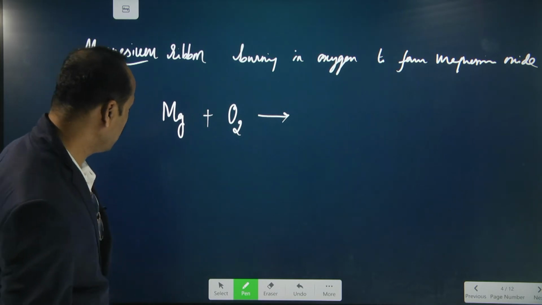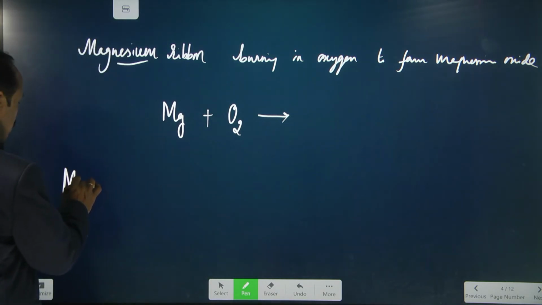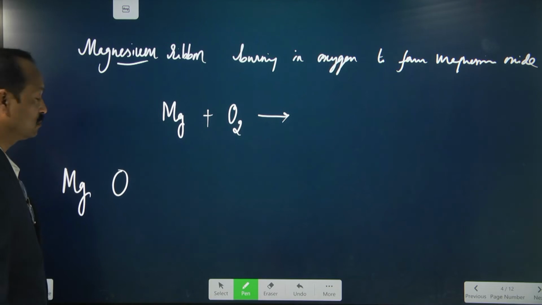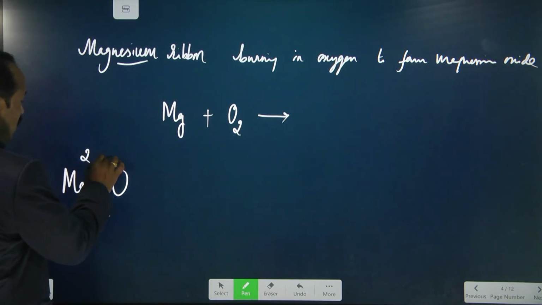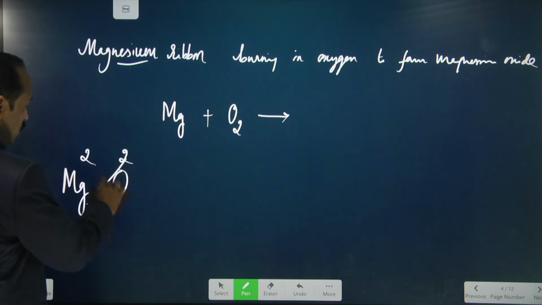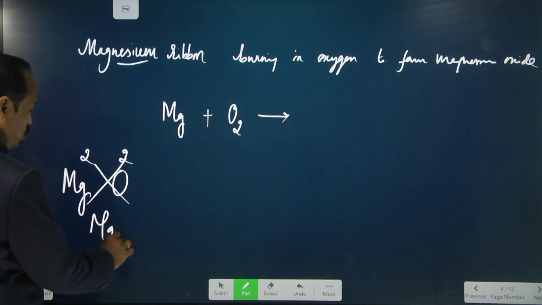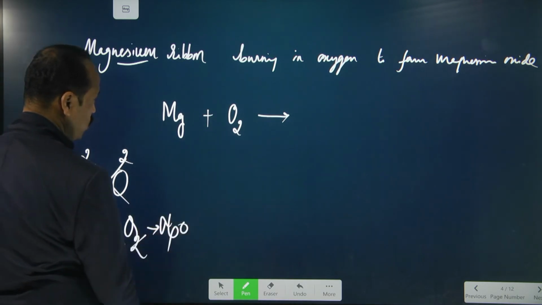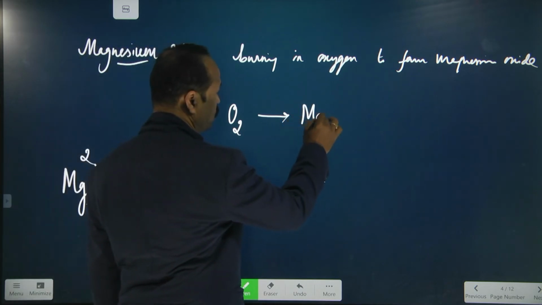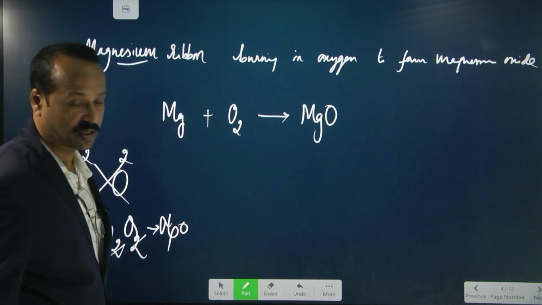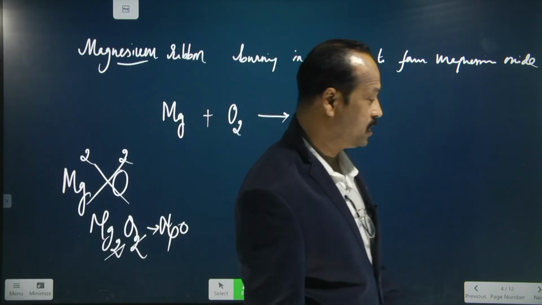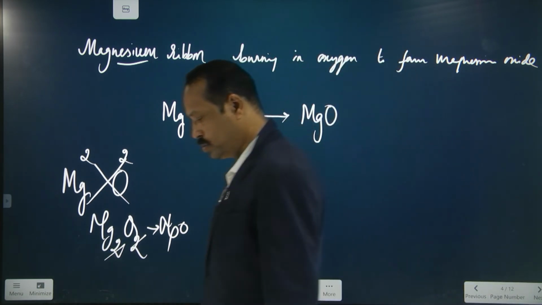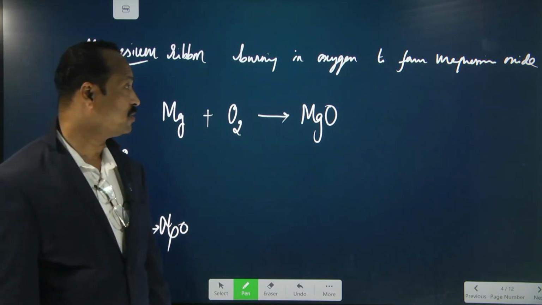We already discussed how to write the formula. Magnesium oxide means magnesium and oxygen. What is the valency of magnesium? You forgot, I think. Magnesium valency 2, oxygen valency 2, then you have to crisscross. So this becomes Mg2O2. When same numbers are there, we can cancel, so we get MgO. That's the formula of magnesium oxide. You have to practice. If you don't practice chemistry, it's not easy. So magnesium when burned in oxygen forms magnesium oxide.